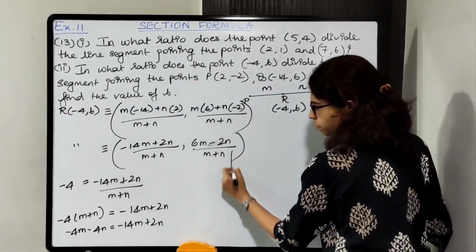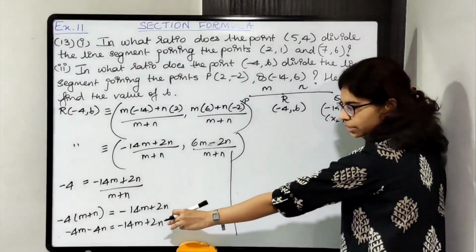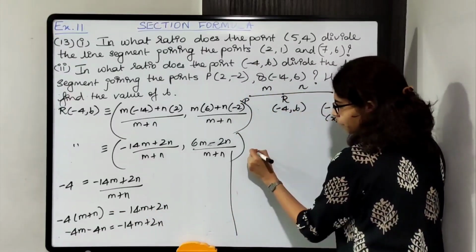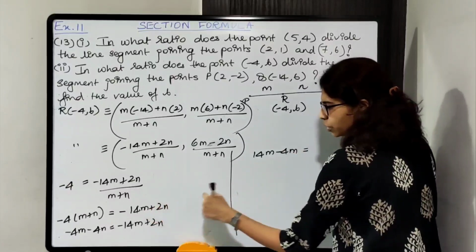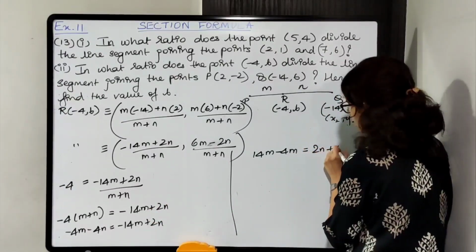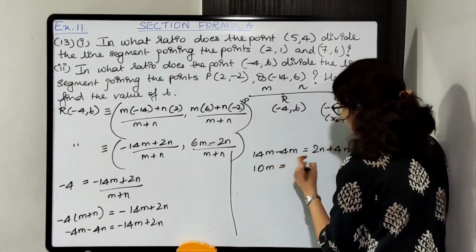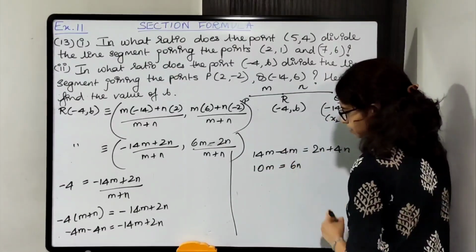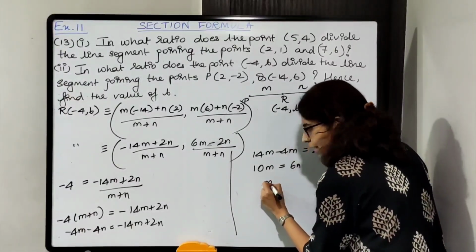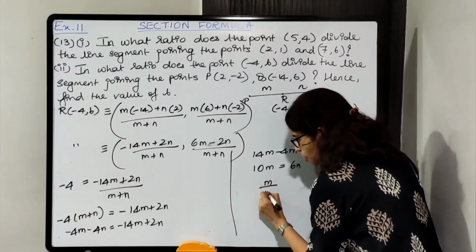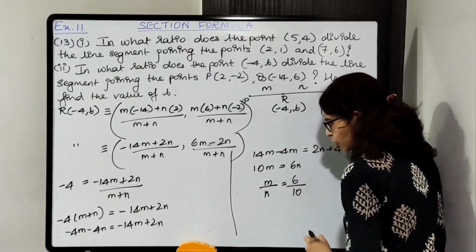So we'll get m, m साथ में ग्रुप करते हैं, so we'll shift m over here. 14m पॉजिटिव हो जाएगा, minus 4m as it is and n को यहाँ पे शिफ्ट करेंगे, 2n as it is plus 4n. So 14 minus 4 10m and 2 plus 4 6n. We need the ratio m upon n चाहिए, so m we'll keep as it is, n we'll shift, so denominator में जाएगा. 6 as it is, 10 को यहाँ पे शिफ्ट करते हैं, so 6 upon 10.